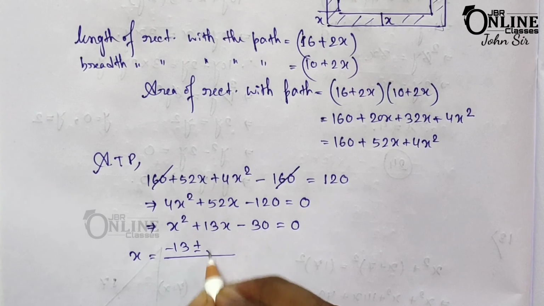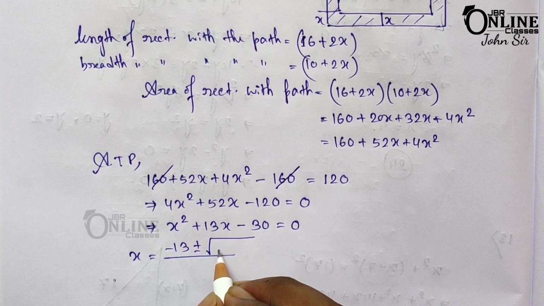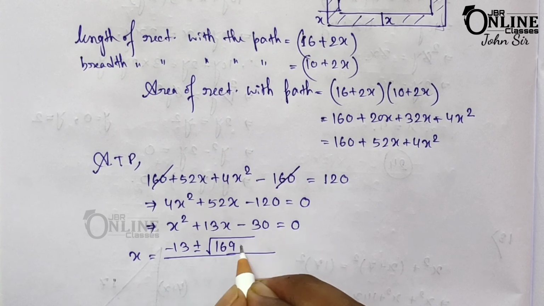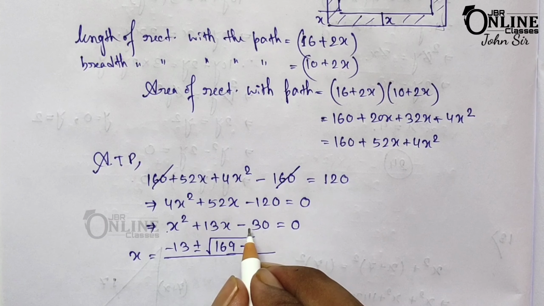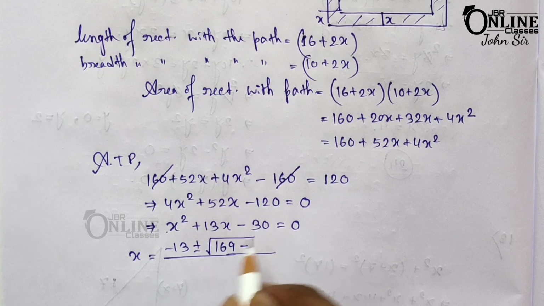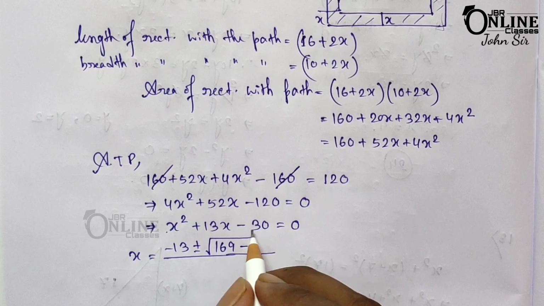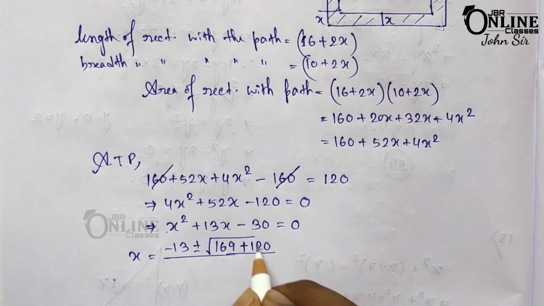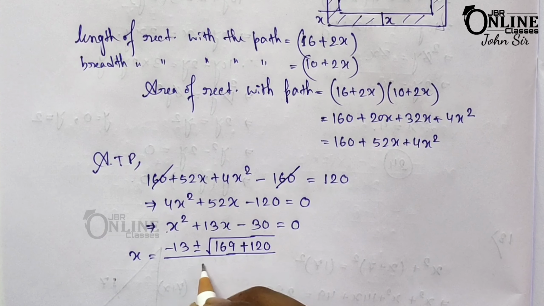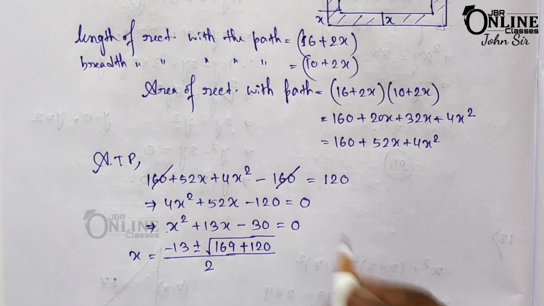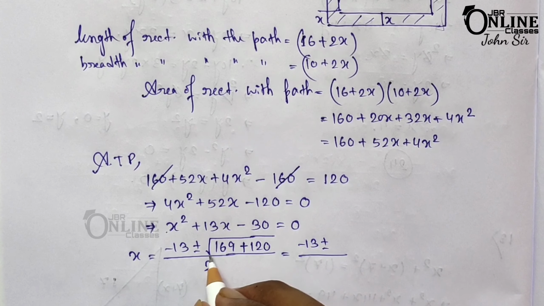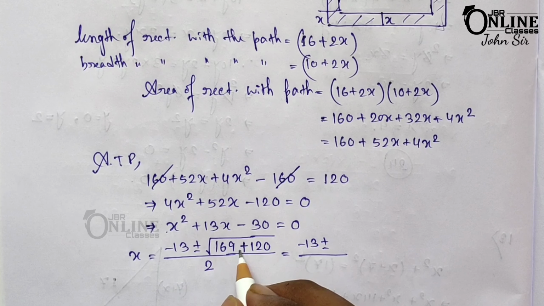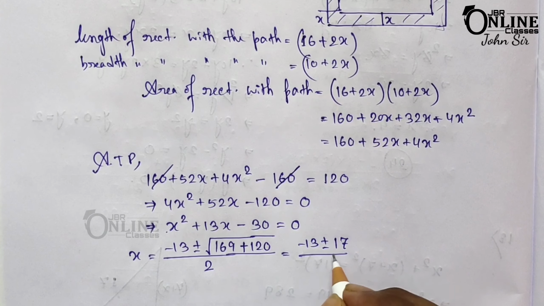So here x equals minus 13 plus minus root over 13 square, which is 169, minus 4 into 1 into minus 30. Remember that here c equals minus 30. So 4 into 1 is 4, and then minus 30 becomes plus 120. Divided by 2 into 1, so write down 2 only. So minus 13 plus minus root over 289. Root 289 equals 17, by 2.